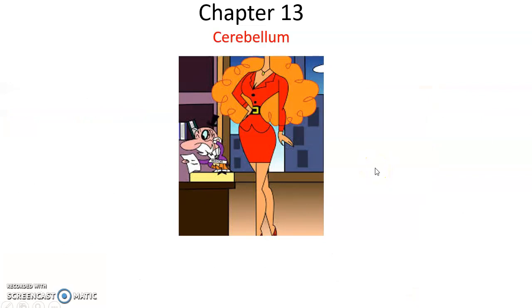Moving on to the cerebellum. Here's an image from Powerpuff Girls. In the Powerpuff Girls, the mayor had a secretary, and her name was Cerebellum. Basically, she was the brain of the mayor.